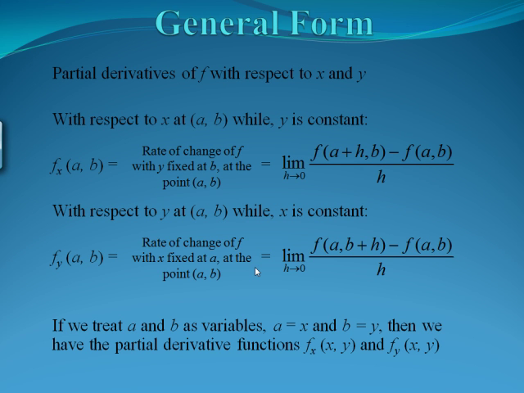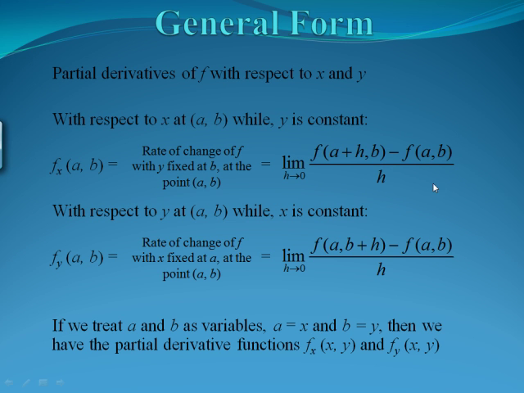So, where do these come from? The partial derivatives are calculated the same way regular derivatives are, but with two variables. So here, let's look at some notation. If you're going to take the partial derivative of a function with respect to x, this little subscript tells you which variable you're taking the partial of, at (a, b). So we're plugging in some point, that's the rate of change of f with y fixed at b, at the point (a, b), and that's calculated through a limit.